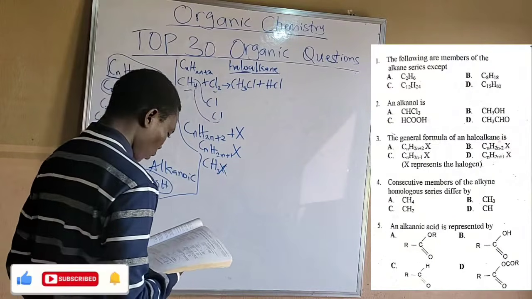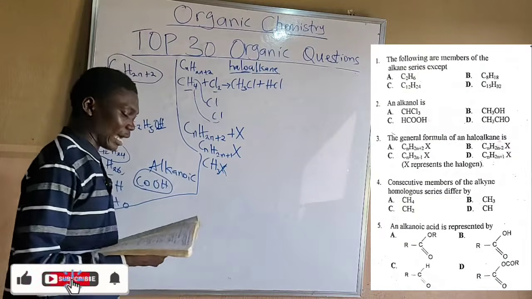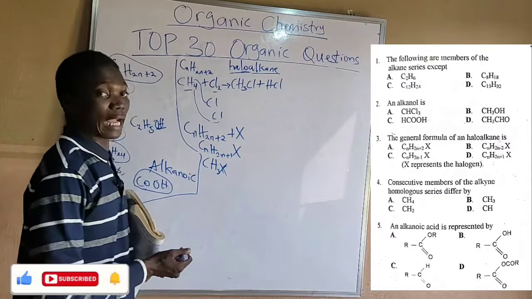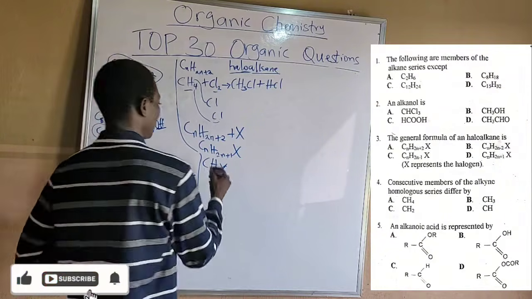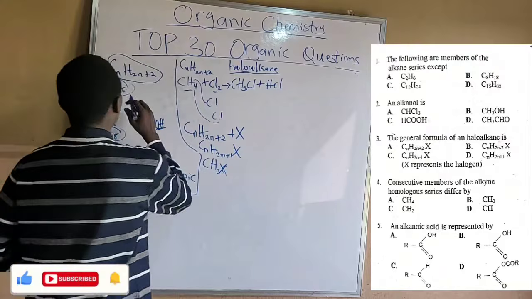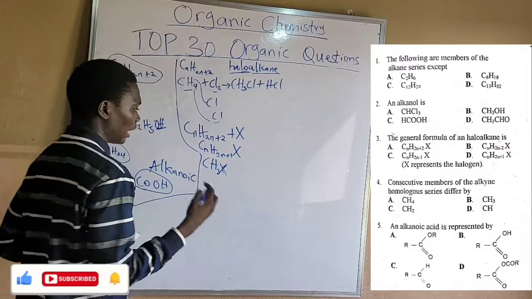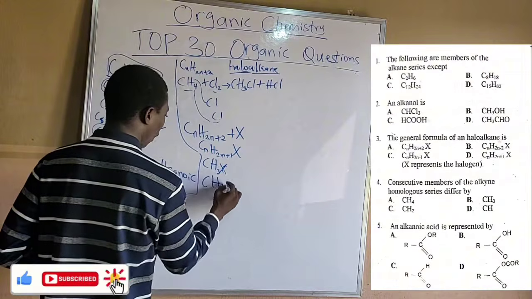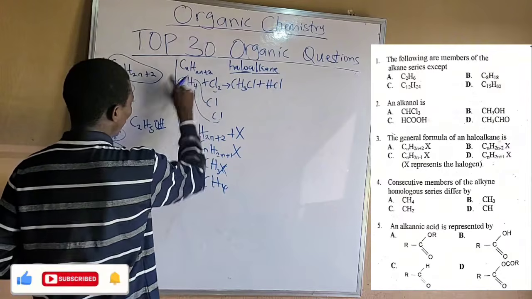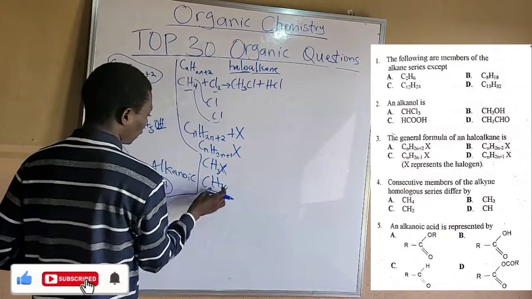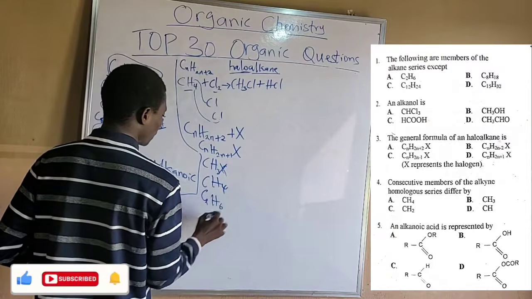All right. Now, for question number 4, consecutive members of the alkynes homologous series differ by what? This is not only for alkynes, it's also applicable to alkenes. For example, if you have alkane, give me the first 2 in alkane. We have methane, CH4. That is when your n is equal to 1. When you substitute 1 into the formula of alkane, you have this. When your n is equal to 2, you have C2H6.